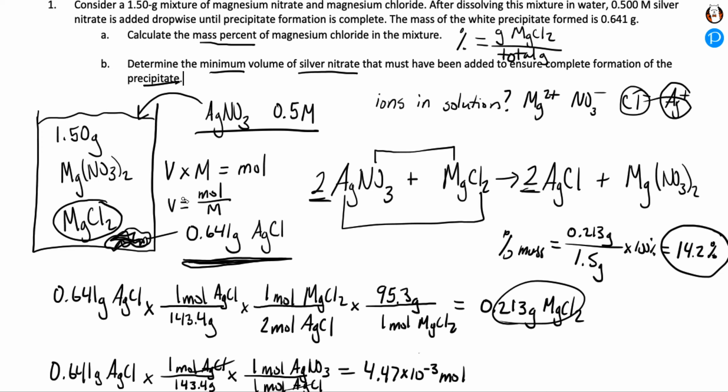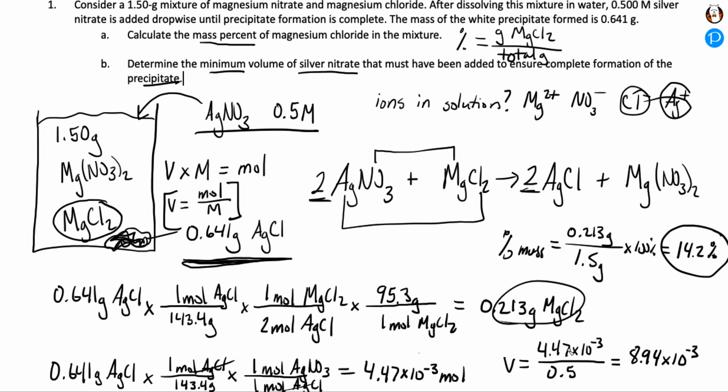And then we just want volume, so we're going to use this equation right here. The volume is moles over molarity. The moles are right here: 4.47 times 10 to the negative 3rd divided by the molarity, which is 0.5. So divided by 0.5, and we get 8.94, I should say, times 10 to the negative 3rd.